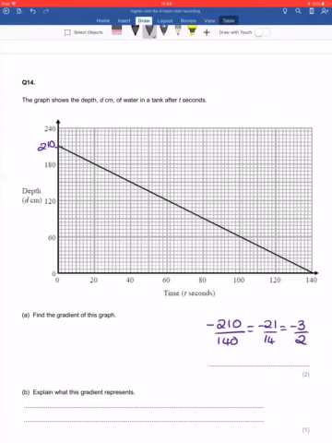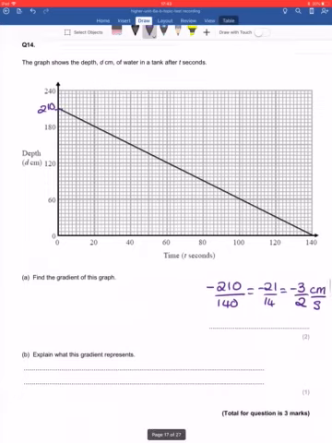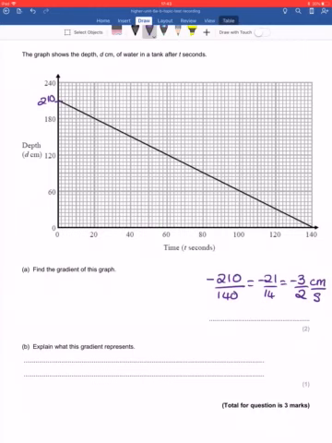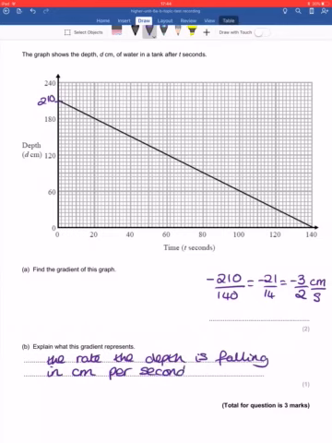Explain what the gradient represents. Well, look at what you've actually got. So let's put where the minus 3 is. That's centimetres, and that's seconds, and it's saying the depth of water in a tank. Okay, it's going down, so it's representing the rate the depth is falling in centimetres per second. Okay, so 3 nice marks.